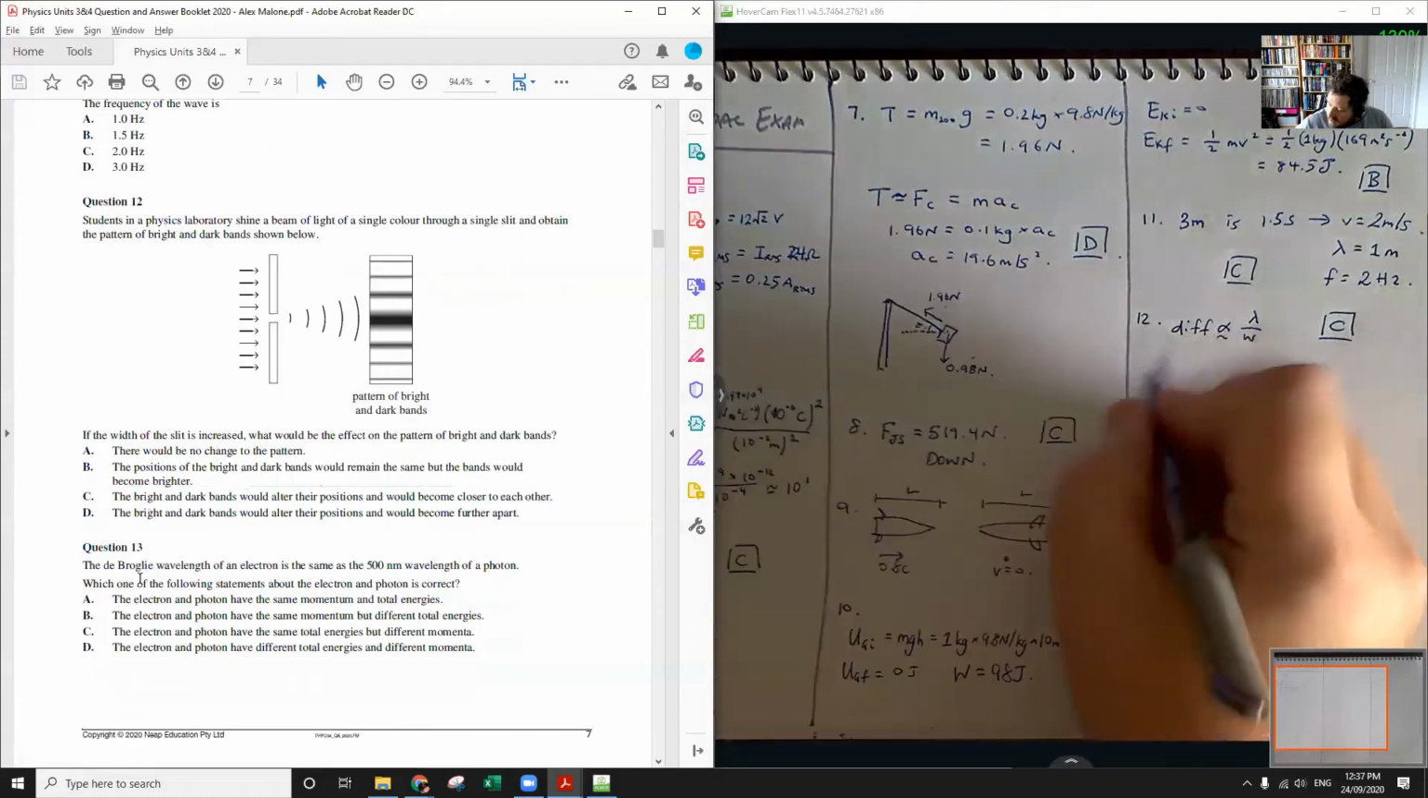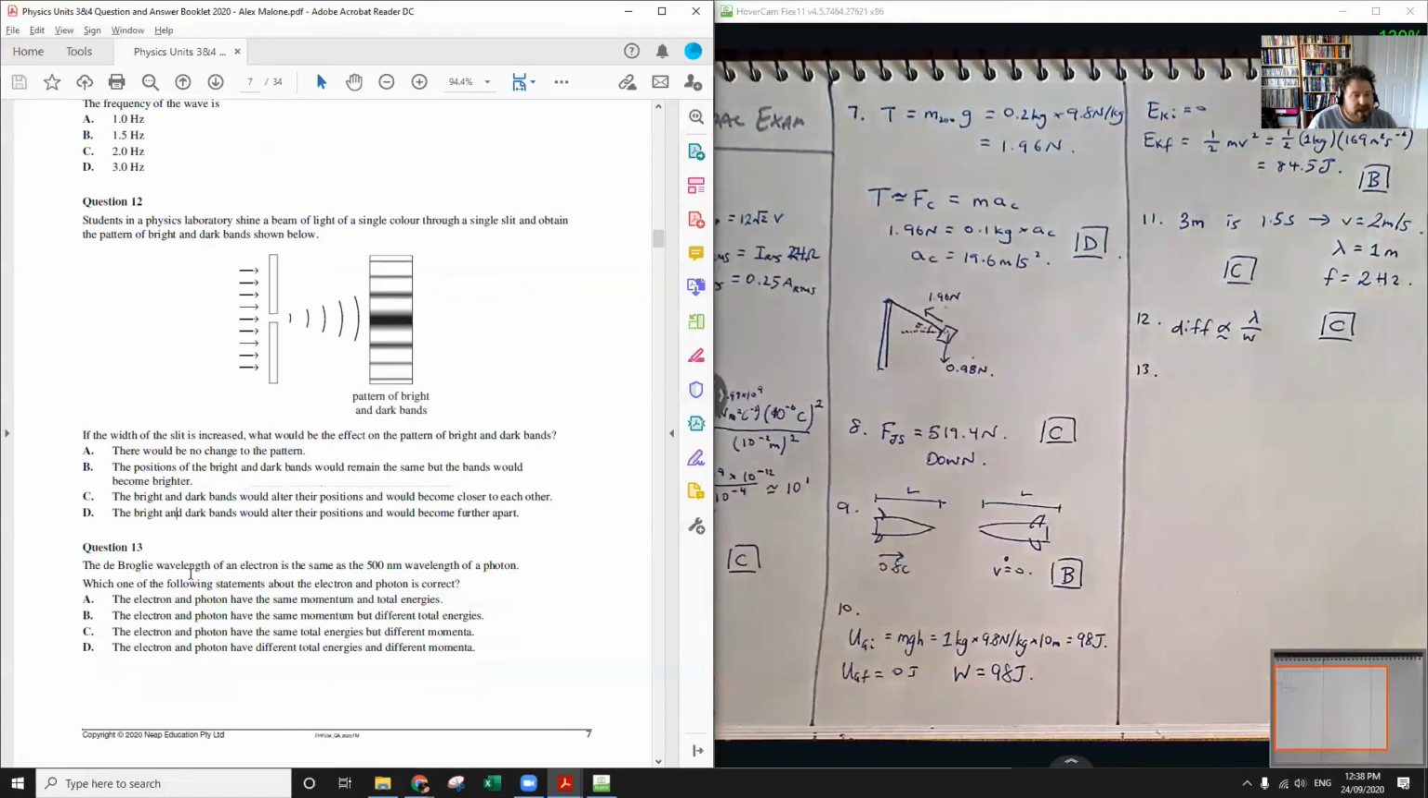Okay. Question 13. The de Broglie wavelength of an electron is the same as a 500 nanometer wavelength of a photon. Okay, so it's got a 500 nanometer wavelength, weird way of putting it. Which one of the following statements about the electron and photon is correct? Okay, the electron and photon have the same momentum and total energies.